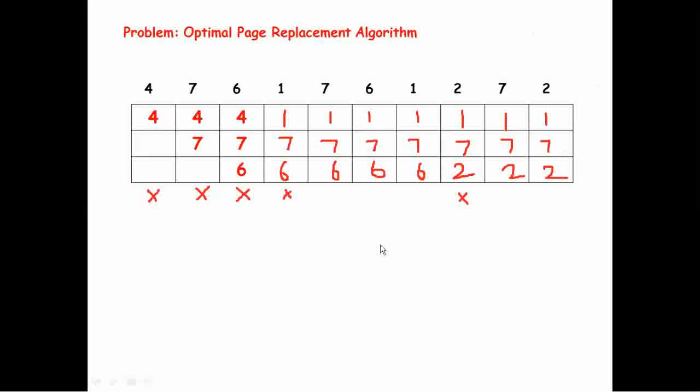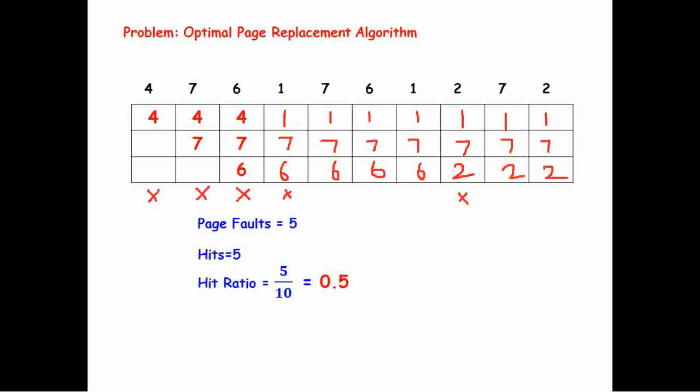Now let us calculate the total number of page faults. Total number of page faults is equal to 5. And total number of hits is equal to 5. Hit ratio is equal to 5 divided by 10. That is total number of hits divided by number of hits plus number of misses. Number of hits is 5. Number of misses is 5. So 5 plus 5 is 10. When 5 is divided by 10, we get the value as 0.5.